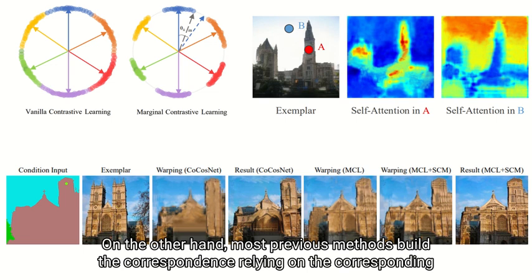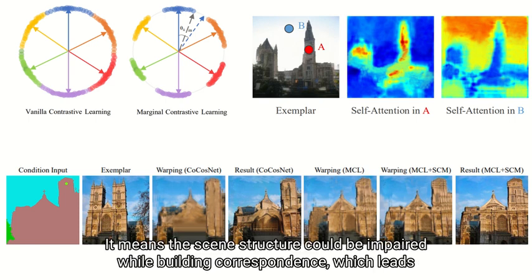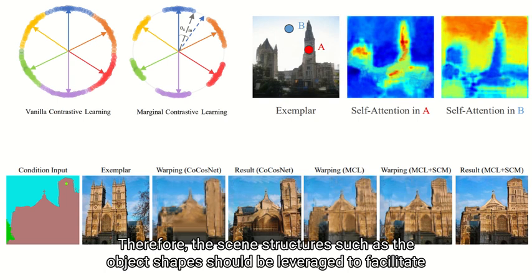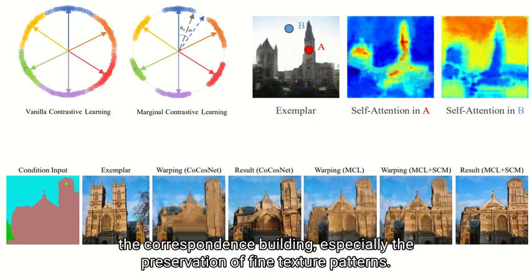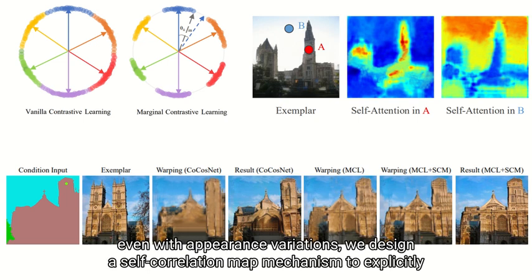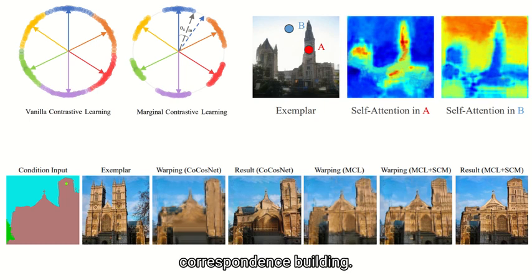On the other hand, most previous methods build the correspondence relying on the corresponding local features without knowing the scene structures. It means the scene structure could be impaired while building correspondence, which leads to distorted texture patterns and degraded generation performance. Therefore, the scene structures such as the object shapes should be leveraged to facilitate the correspondence building, especially the preservation of fine texture patterns. Inspired by the observation that the self-attention maps could encode intact image structures even with appearance variations, we design a self-correlation map mechanism to explicitly represent the scene structures associated with the feature and effectively facilitate the correspondence building.